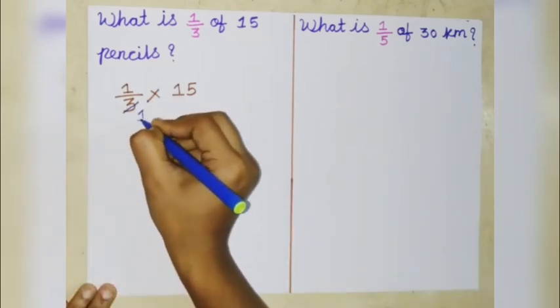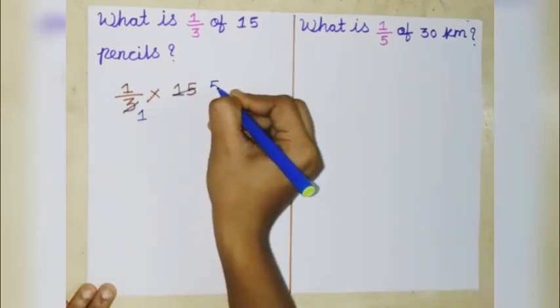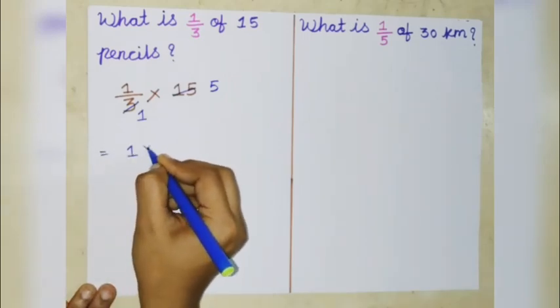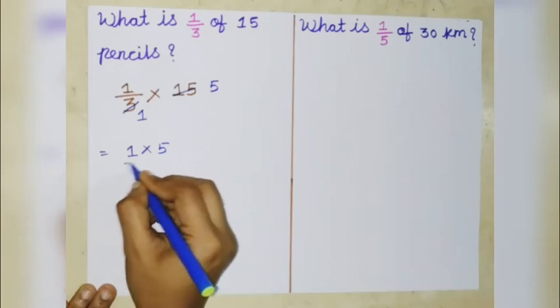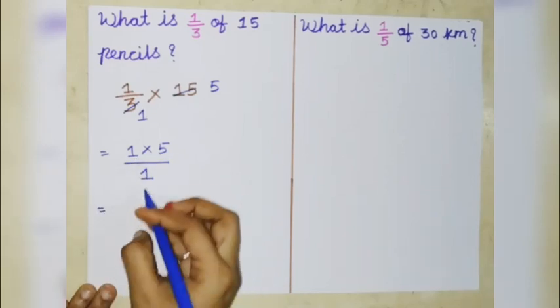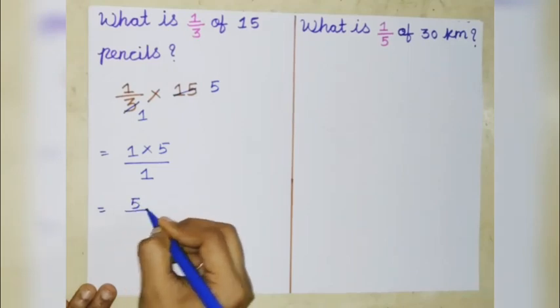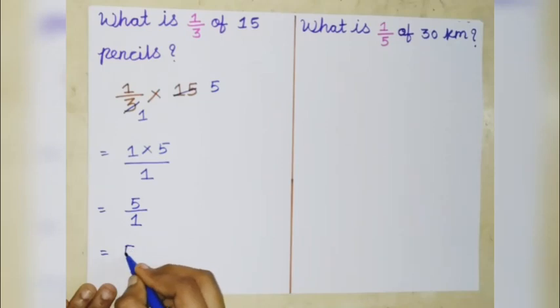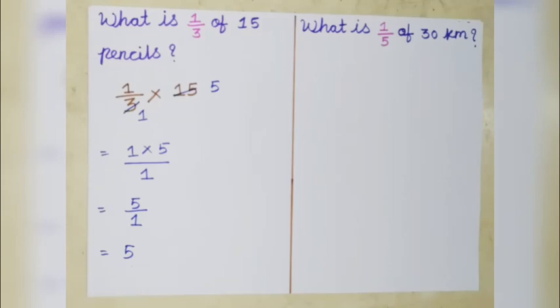3 ones are 3. 3 fives are 15. So 1 into 5, and in the denominator 1 is there. 5 ones are 5. Denominator 1 is there. Final answer is 5. So children, what is 1/3 of 15 pencils? That is 5.